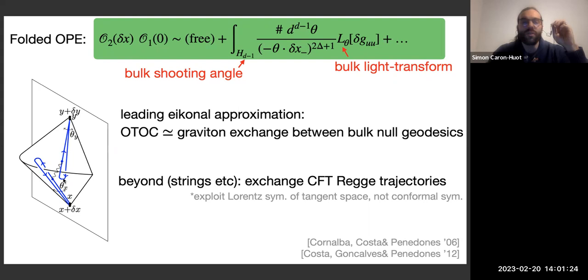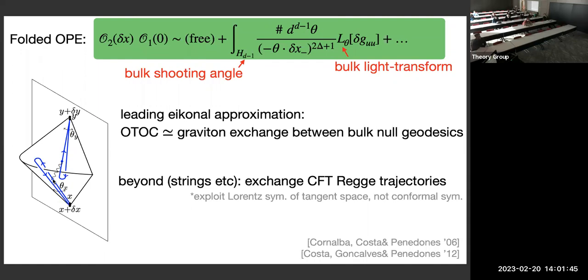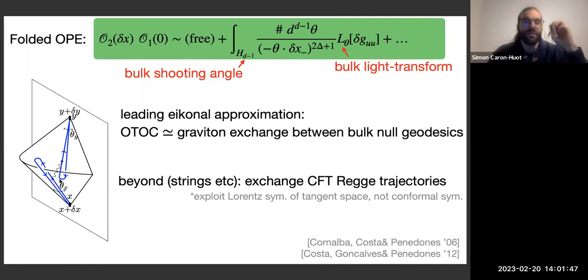And it's integrated over angles. So effectively, the operator is supported on all possible light rays that emanate from X. So this formula at the top will reproduce effectively the leading eikonal approximation. So we imagine that this light ray on the left is a source of a graviton, which interacts with the other graviton through a retarded propagator, actually.